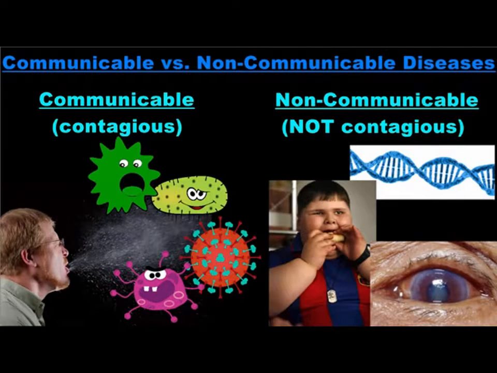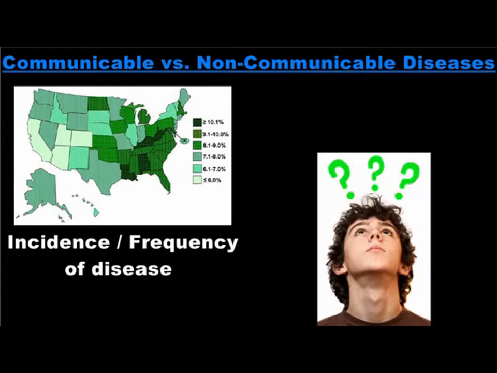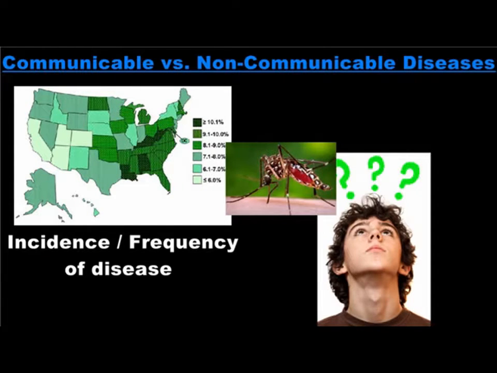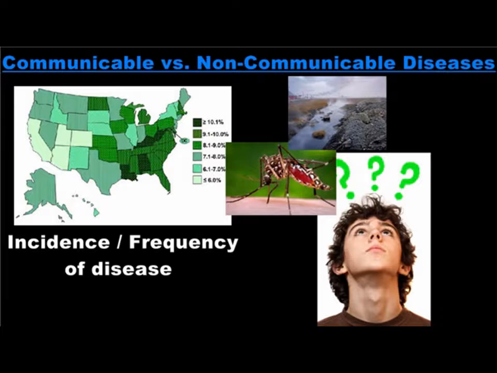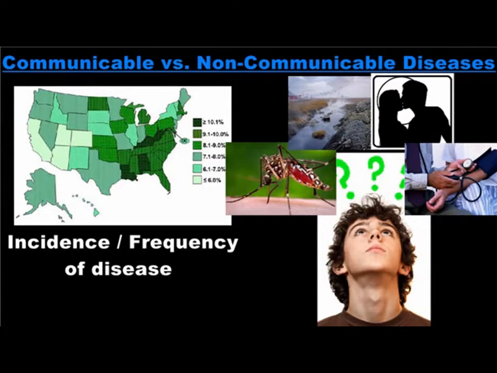At this point, you should have a good understanding of the difference between communicable diseases, those that are contagious, and non-communicable diseases, which are not contagious. Studying the incidence or frequency of both communicable and non-communicable diseases is important to improving community health. Figuring out how diseases appear in a population, which environmental factors might trigger them, how they might be spread, and the best methods for prevention and treatment are all important pieces of information when studying disease.